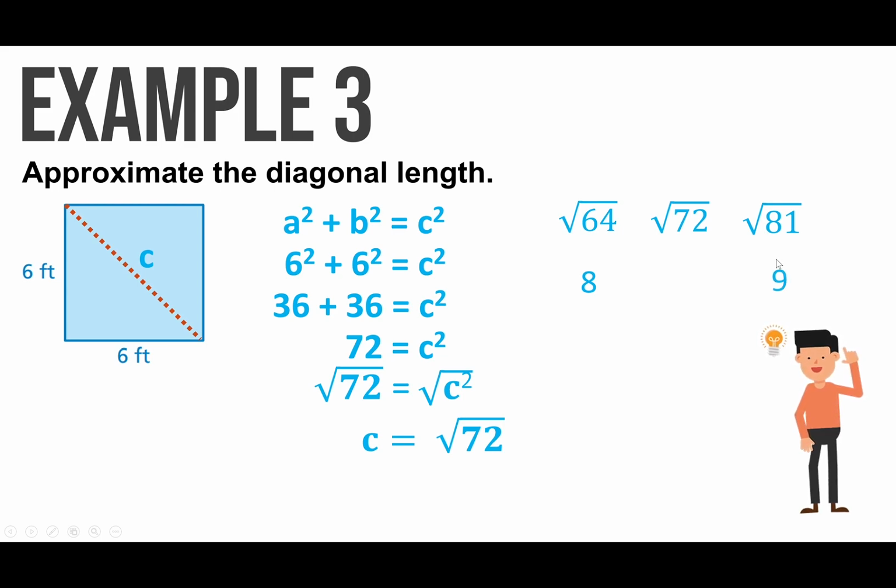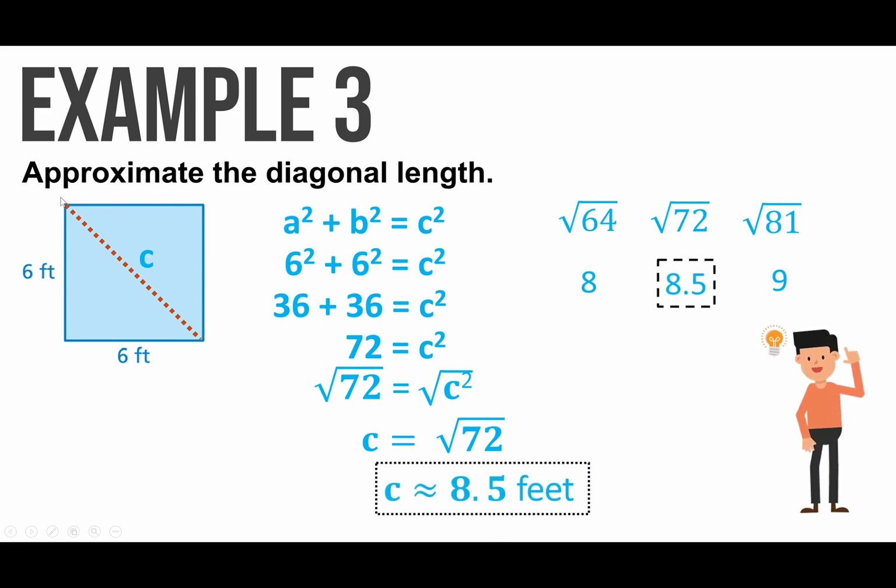So if you use your common sense, you use your logic, you know that the square root of 72 is going to be somewhere right in between 8 and 9, right? And if you use your calculator, that's going to be 8.5-ish, around there. So you can say that my diagonal length is going to be approximately 8.5 feet. Okay, are we good with this? Yeah, rock on.